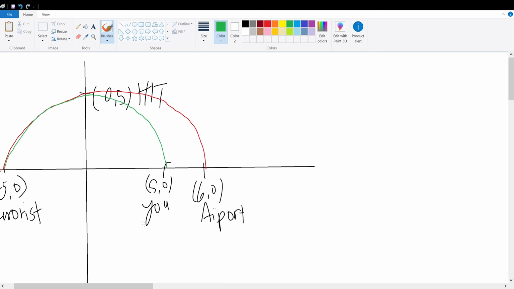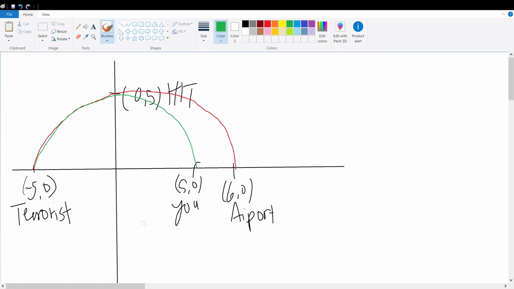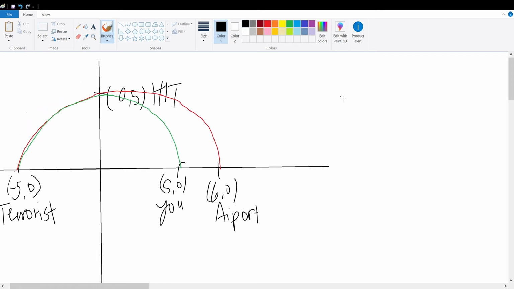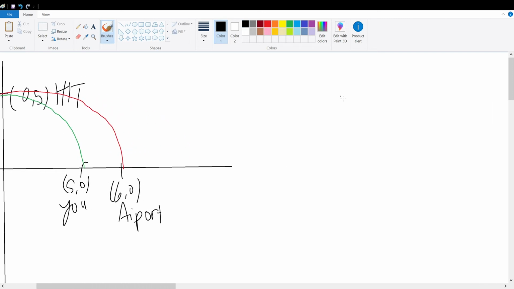Well, in order to do this and maintain the two missiles' direction and maintain your expertise as true, we must employ the usage of parameterized equations, and more specifically, parameterized parabolas. We can first find out the terrorist's parabola, the parabola in red, where it's going to pass through the points (-5,0), (6,0), and (0,5).